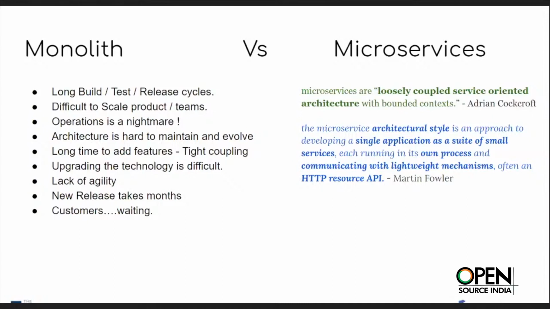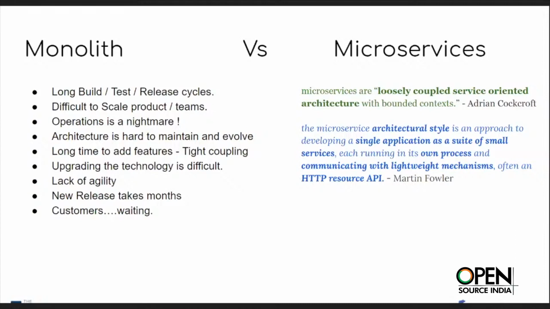Since all the features of the product go into a single piece, it takes a long time to build and test, and has longer release cycles, ranging from anywhere from 3 months to a year. Then it becomes difficult to scale the product or the teams after a certain point in time when the product has become feature rich. Operations for monolithic services is a nightmare.